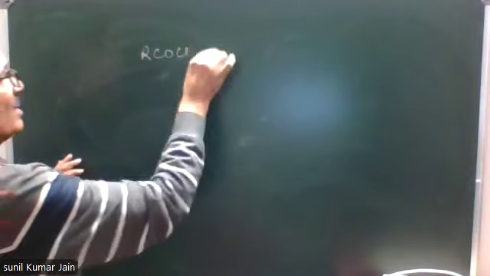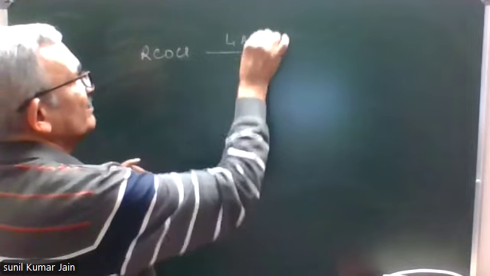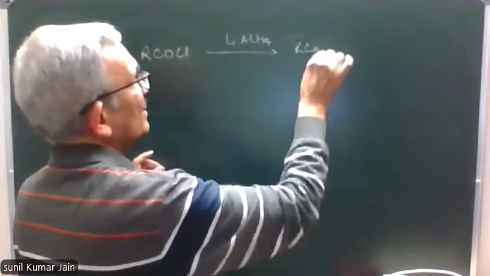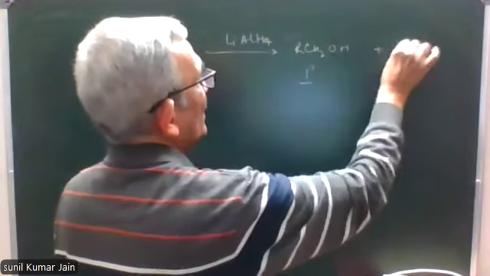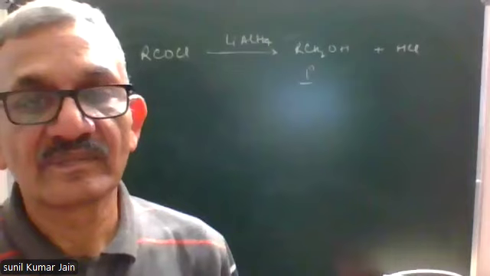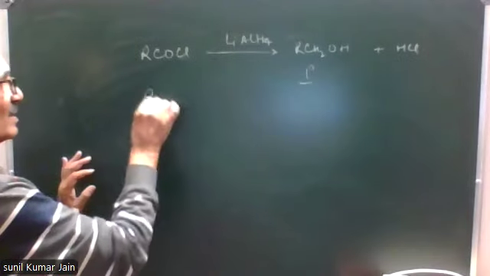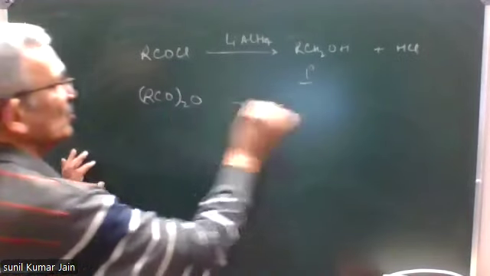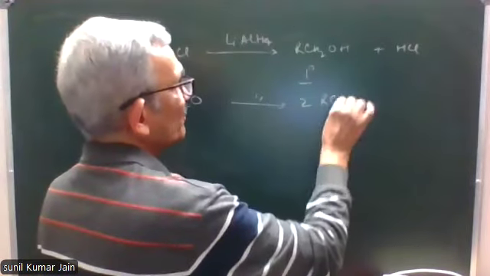Sample equations. RCOCl, an acyl halide, with lithium aluminum hydride gives primary alcohol and HCl. Second derivative we are taking is acid anhydride, (RCO)2O, again with lithium aluminum hydride, will give 2 molecules of primary alcohol.